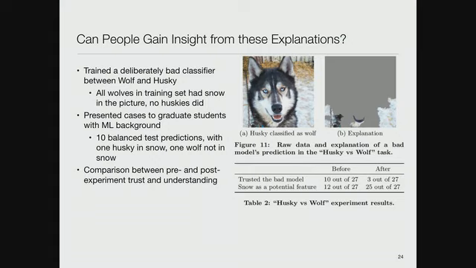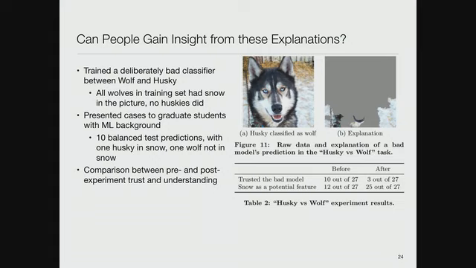So that turns out to be pretty accurate for the sample that they had. But of course, it's not a very sophisticated classification algorithm, because it's possible to put a wolf in a snowy picture, and it's possible to have your husky indoors with no snow, and then you're just missing the boat on this classification. So these guys built a particularly bad classifier by having all wolves in the training set had snow in the picture and none of the huskies did, okay?